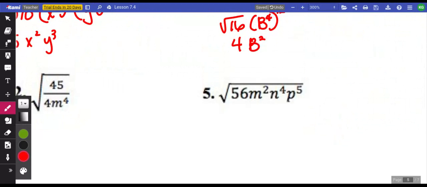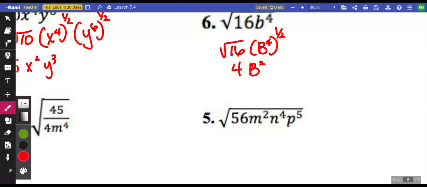Okay, now, so far we've had all even exponents. Well, what happens when it's an odd exponent that we can't take half of? So that one is also going to get broken up. So first of all, starting with 56, I think 16.